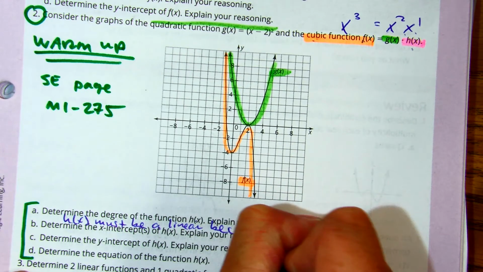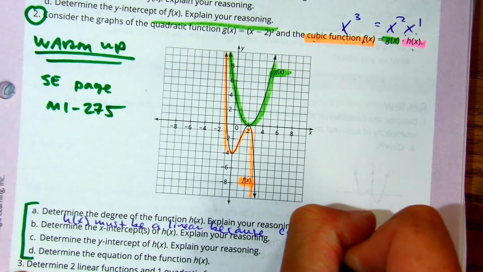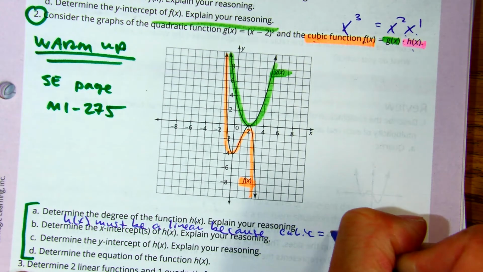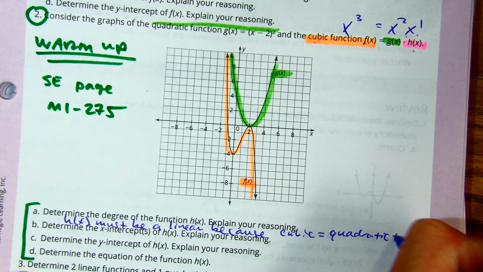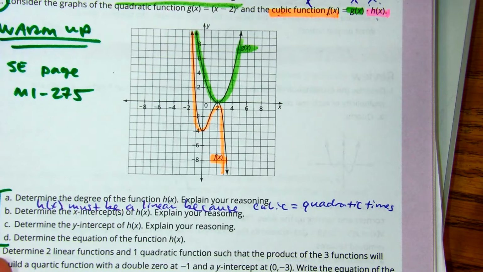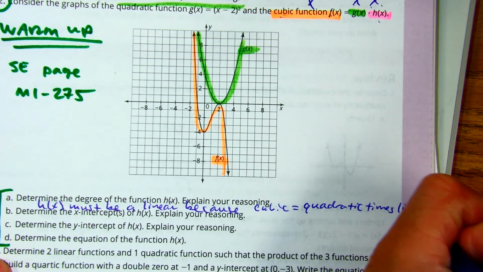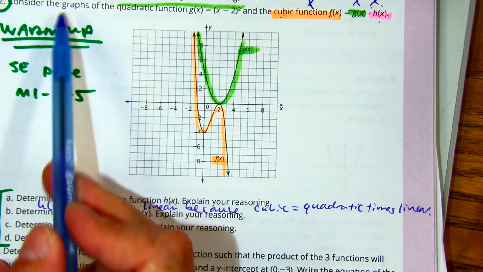because cubic is equal to a quadratic times a linear. Notice in this problem it doesn't say the word set.